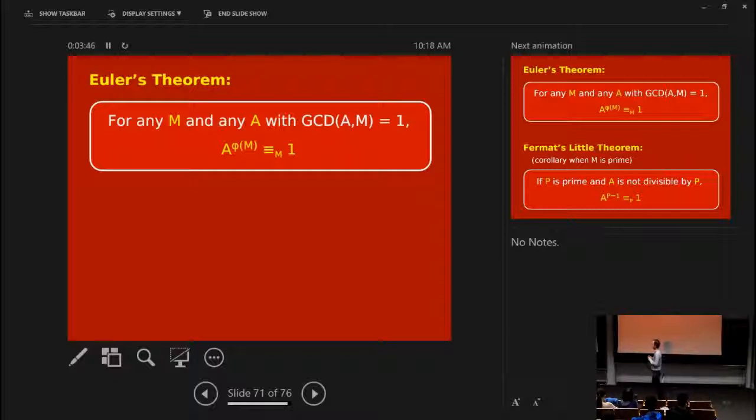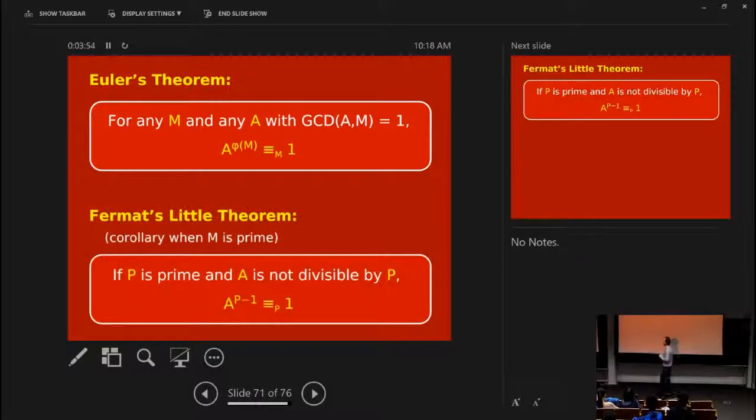Okay, this is a nice fact, and I think as you'll see next time, it helps you with understanding exponentiation mod a number m. It has a corollary which is quite simple and nice. It's called Fermat's little theorem. When m is prime, you see that phi of m is m minus 1. We saw that before. So if p is prime and a just has to not be divisible by p, a to the p minus 1 is congruent to 1 mod p.